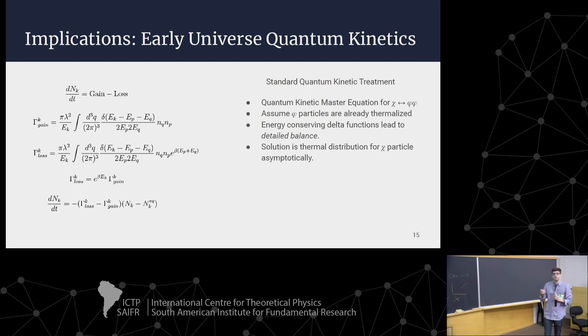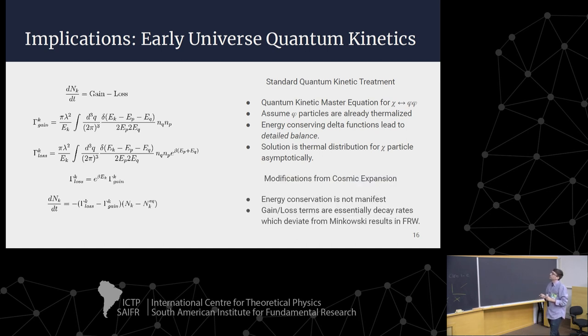This N is the distribution for the chi particles. The gain term looks like this. The loss term looks like this. This allows you to write that the loss is equal to the gain times this exponential factor. This is known as detailed balance. And then when you solve this master equation, this is the differential equation, you get that N_k asymptotically approaches, in this case, since these are scalars, a Bose-Einstein distribution. So this is the usual thing you do, and this sort of undergirds all the quantum kinetics that we do, whether it be in cosmology or not.